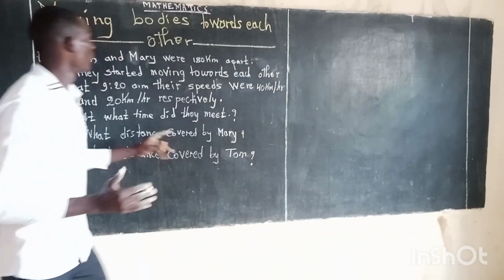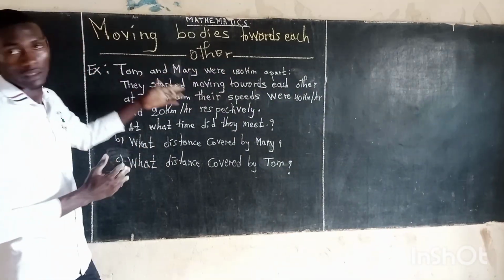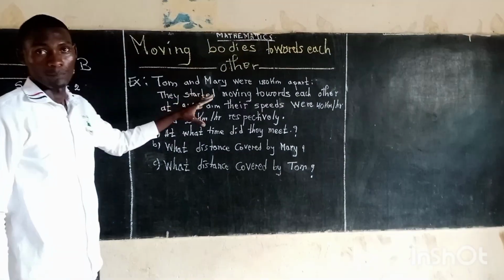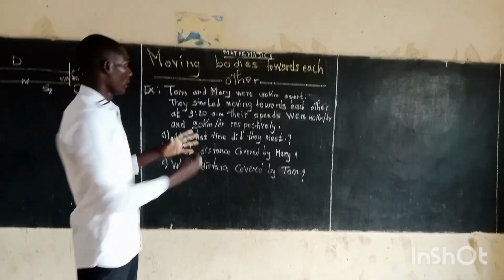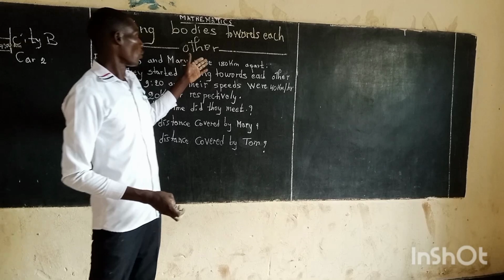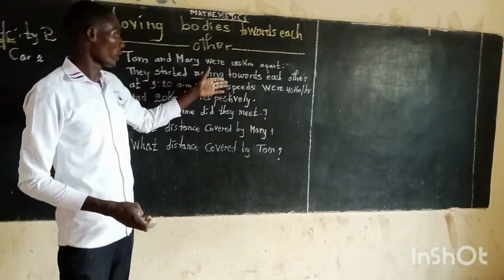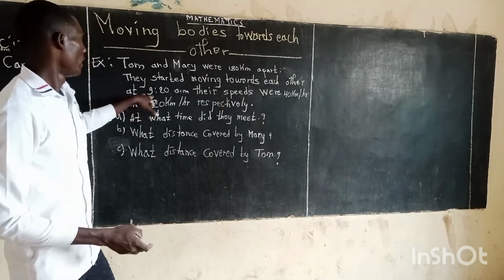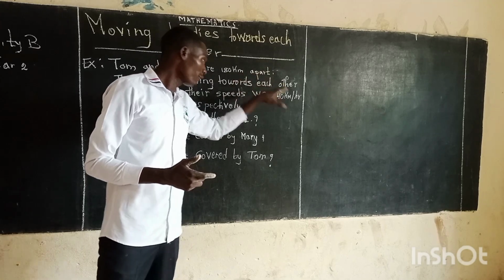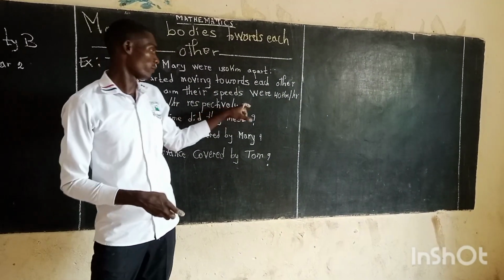Okay, very nice. This is our first example on moving bodies towards each other. The first example is all about Tom and Mary. Tom and Mary were 180 kilometers apart. They started moving towards each other at 9:20 a.m. Their speeds were 40 kilometers per hour and 20 kilometers per hour respectively.